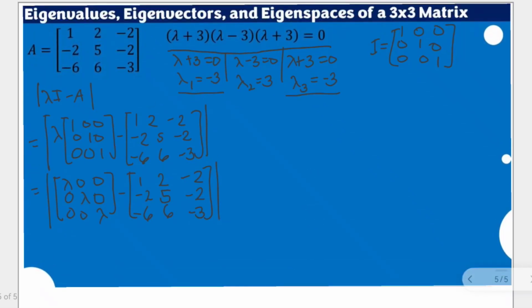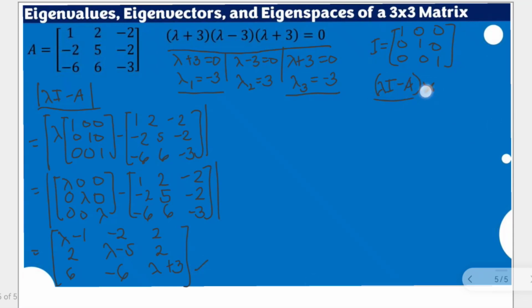So the final form for our expression is: lambda minus 1, 0 minus 2 is negative 2, 0 minus negative 2 is positive 2. Then 0 minus negative 2 is also positive 2, lambda minus 5, 0 minus negative 2 is positive 2. We have positive 6, negative 6, and lambda plus 3, that's lambda minus negative 3. This matrix will then be used in this process.